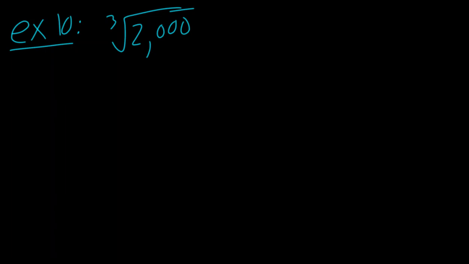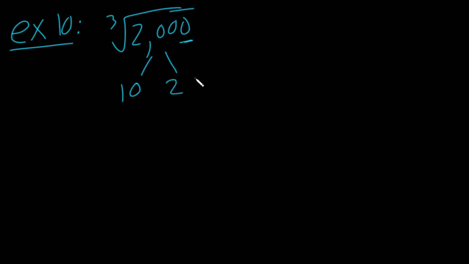And this one will be example number 10. Okay, so here we have the cube root of 2,000. And you might be thinking, Mr. Hastings, this is a large, large number. And you're right. But I've given you some cool little tricks to help you break it down. So trick number 1, it ends in a 0. So it can be divided by 10.